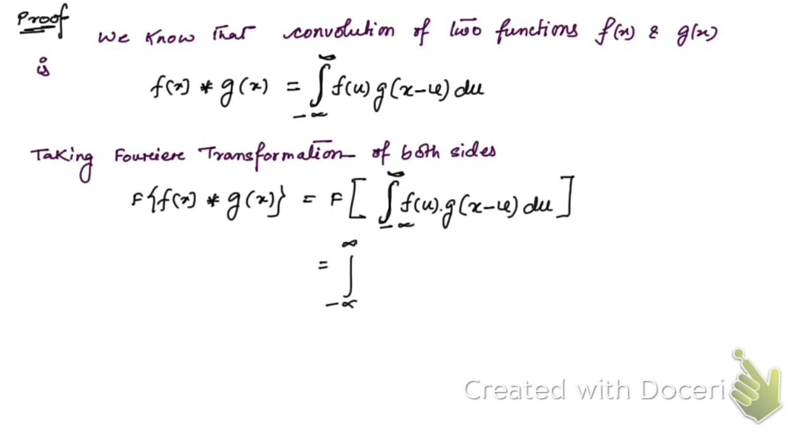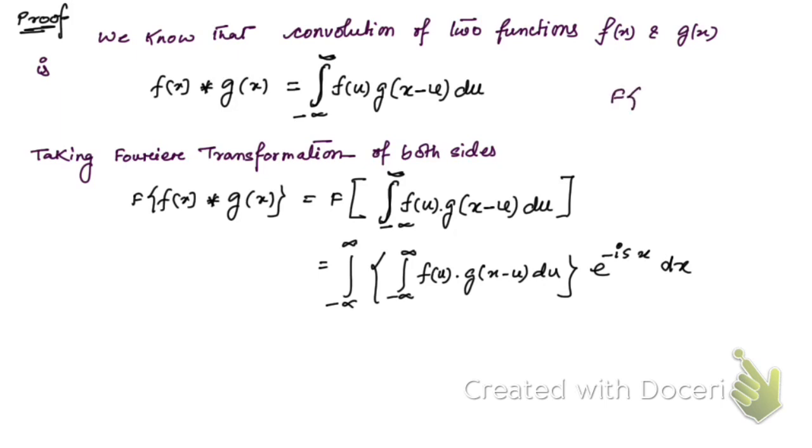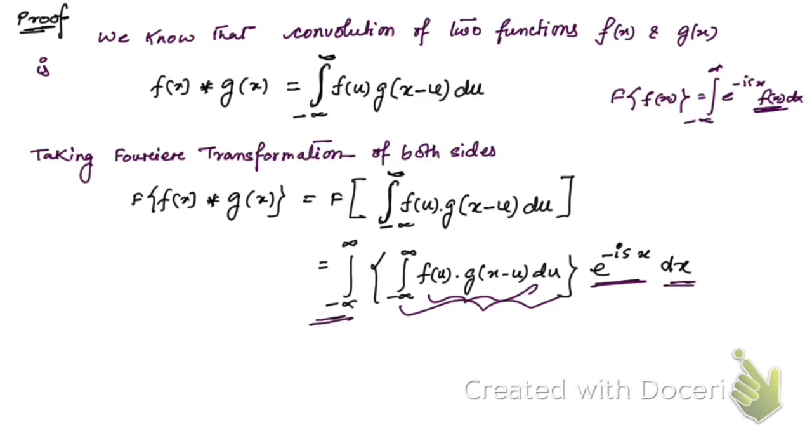Now, according to the definition of Fourier transformation, we should get this one. Let me tell you how. What is the definition of Fourier transformation? The Fourier transformation of a function f(x) is equal to the integration from minus infinity to plus infinity of e to the power minus i s x times f(x) dx. Here this f(x) is represented by this integration part, with e to the power minus i s x and the integration from minus infinity to plus infinity dx. Hope you have understood this.